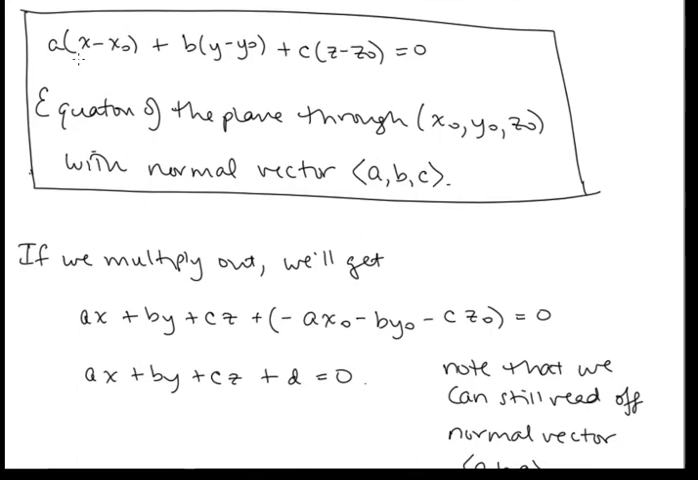Notice that if we multiply out in this equation, we'll have ax plus by plus cz plus negative ax0, negative by0, and negative cz0. These are all constant terms, and we can group that together and call it d. So if we multiply out, the simplified form for an equation of a plane is ax plus by plus cz plus d is equal to 0. And I want you to note that we can still read the normal vector off of this equation. A, B, C is that normal vector.